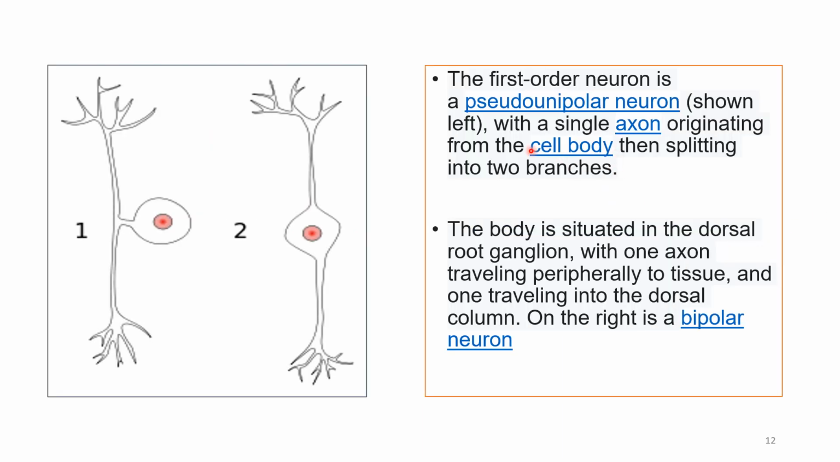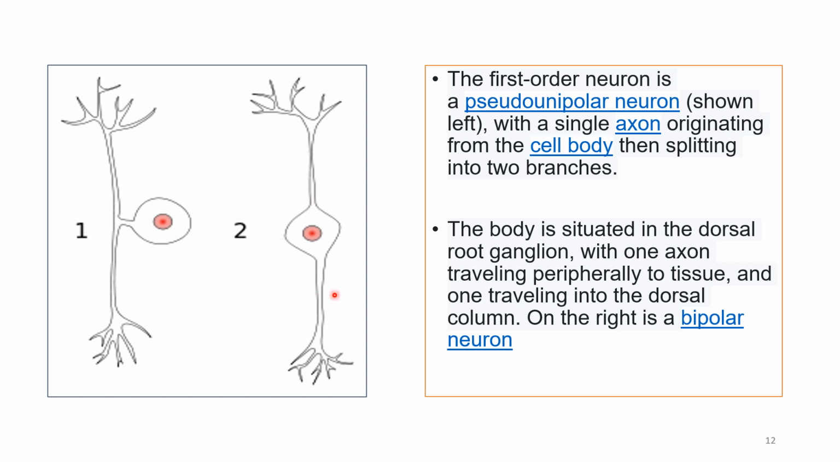So you can see here what a pseudo-unipolar neuron is. The first order neuron is a pseudo-unipolar neuron. Okay, so it has a single axon arising from the cell body, then it splits into two branches. So this is the cell body. First a single axon arises, then it splits into two branches.